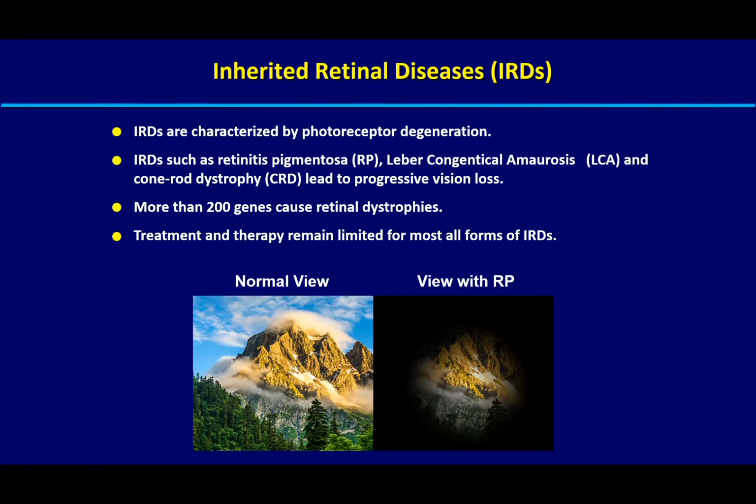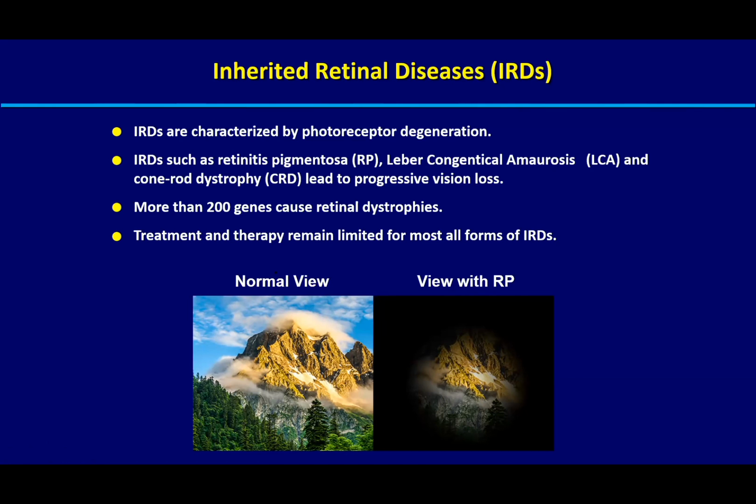My team studies the mechanisms of inherited retinal diseases, which is highlighted by progressive photoreceptor degeneration, namely the rods and the cones. There are different forms of inherited retinal diseases, such as retinitis pigmentosa, Leber congenital amaurosis, and cone rod dystrophy, each of which can be caused by different genetic mutations, and these can initiate at different times in a patient's life and can progress at different rates in different patients.